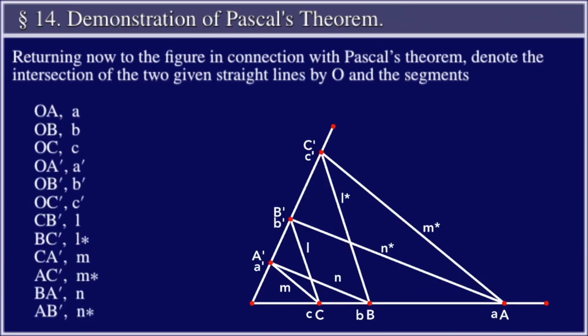Returning now to the figure in connection with Pascal's theorem, denote the intersection of the two given straight lines by O and the segments OA, OB, OC, OA', OB', OC', CB', BC', CA', AC', BA', AB' by lowercase a, b, c, a', b', c', l, l star, m, m star, n, n star, respectively.